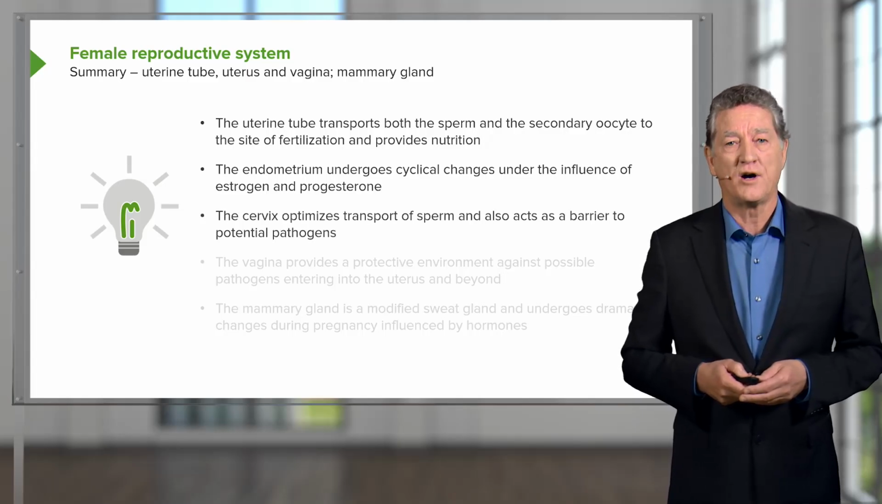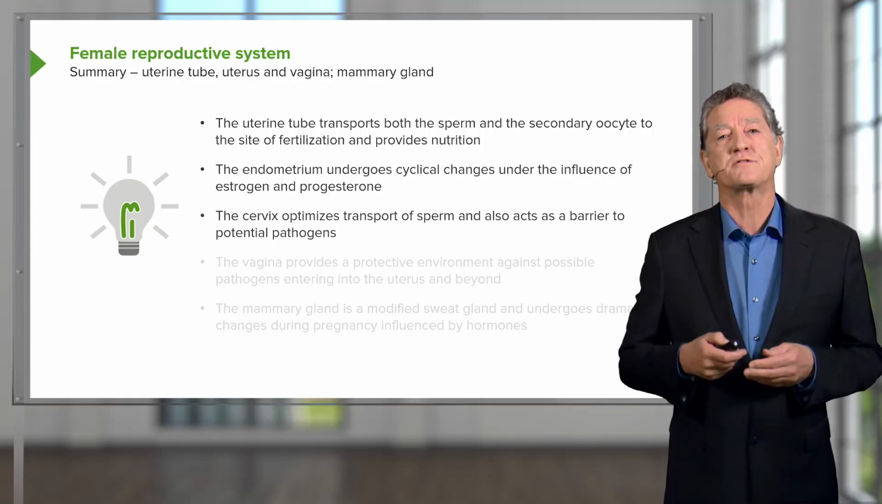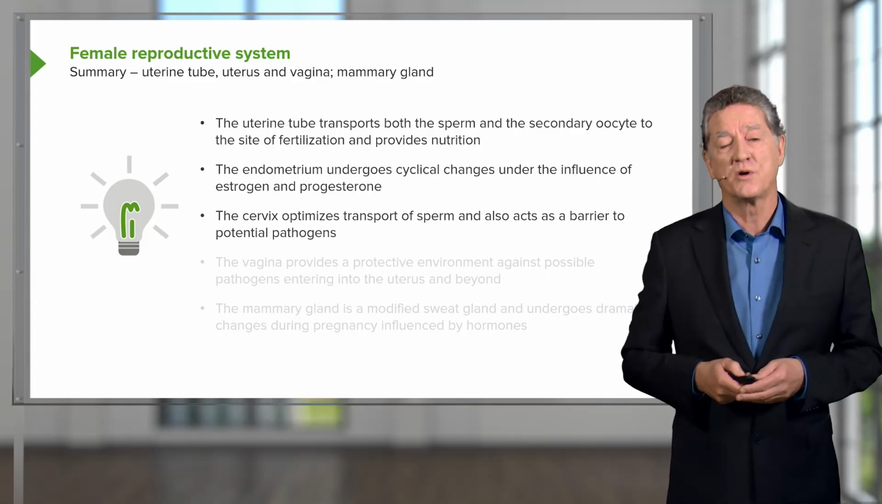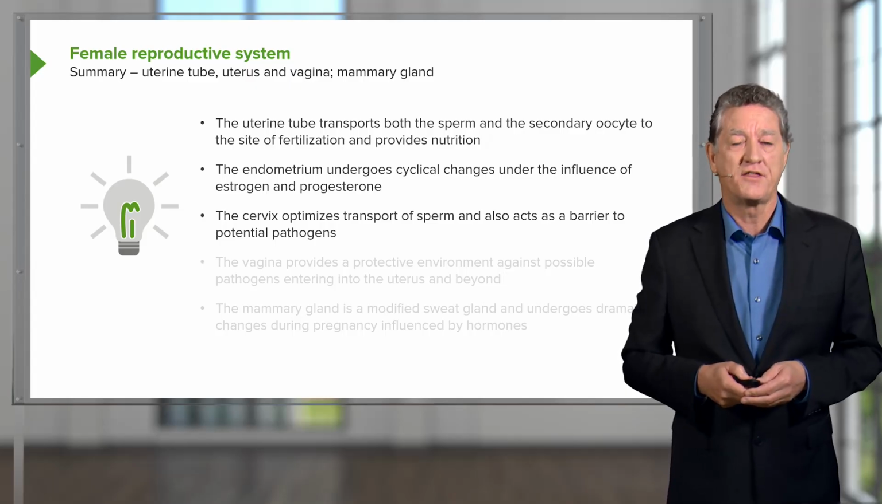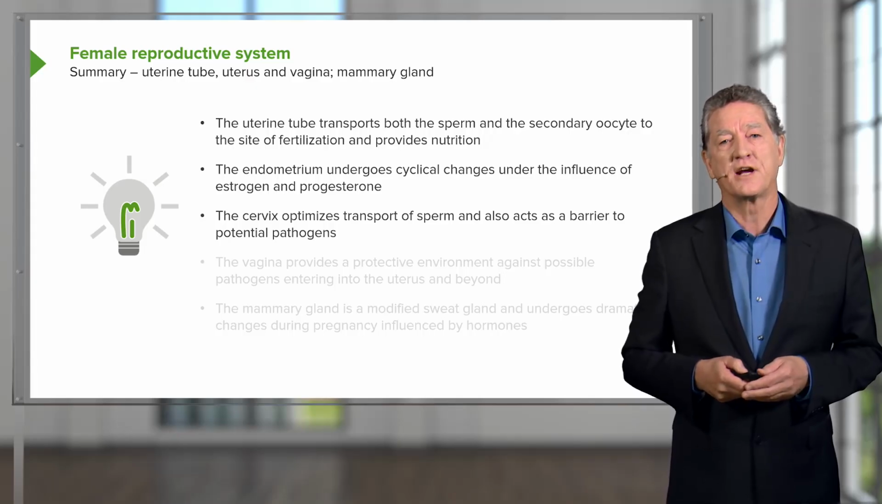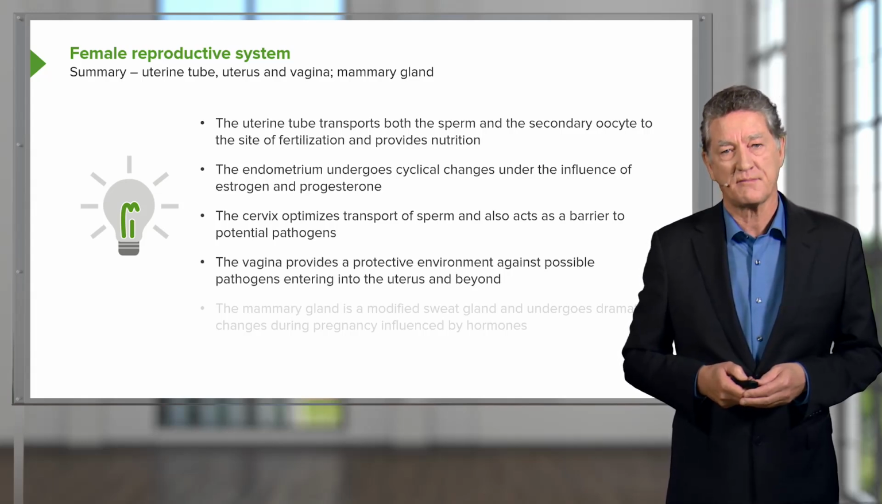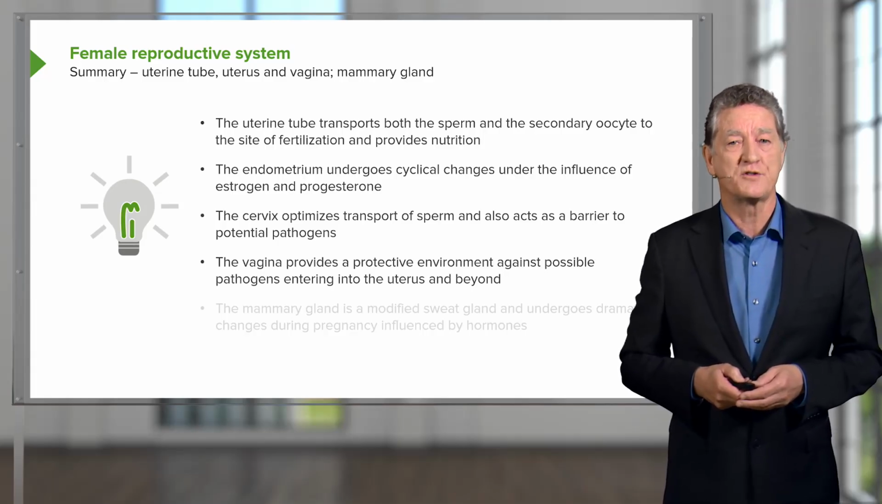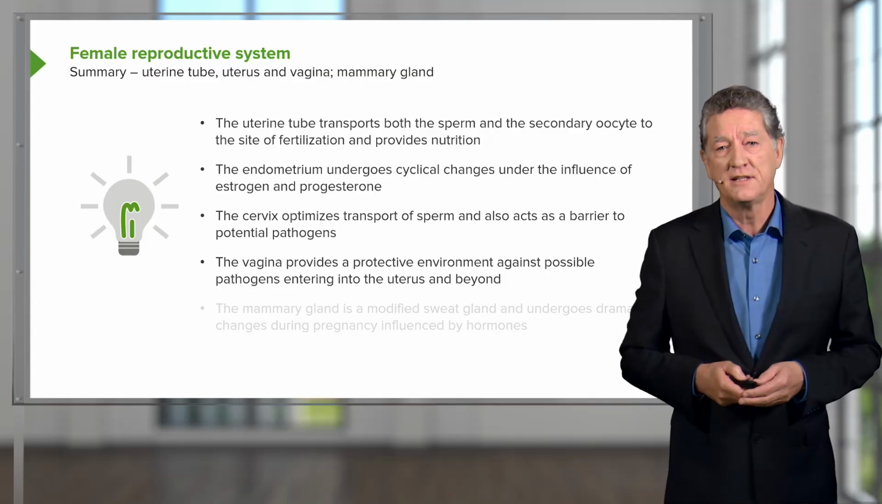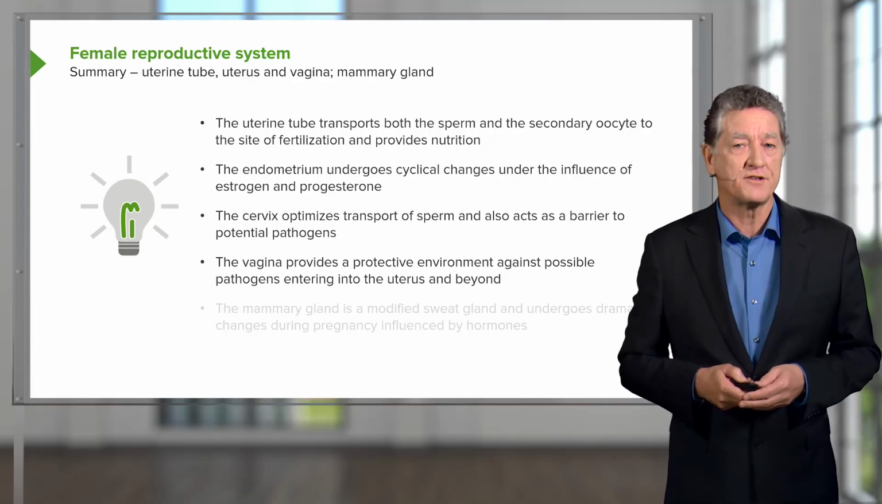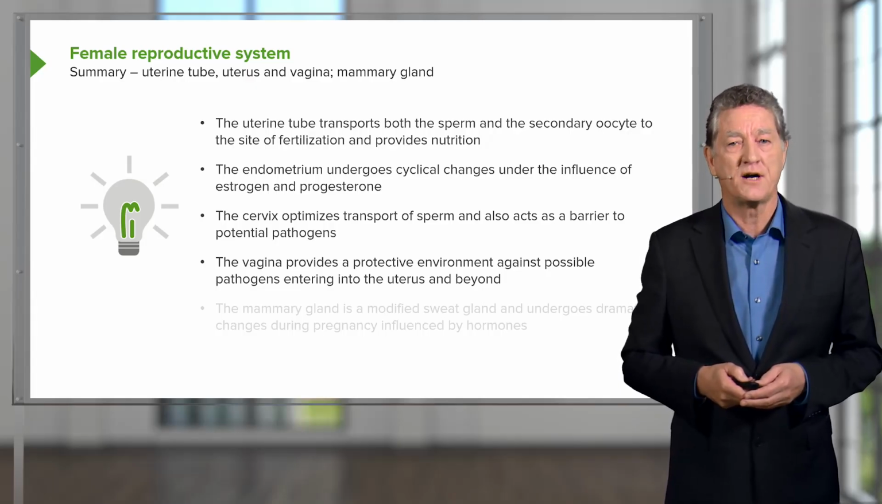The cervix optimizes transport of the sperm because the secretory cells secrete a watery mucus at the time of ovulation, whereas at other times the mucus is very thick and viscous, and it is a retardation for transport of any bacteria and pathogens, and even sperm. And the vagina is a protective environment because of the acidity of the lumen produced by the action of bacteria on glycogen produced by the epithelial cells, and it has a wear and tear epithelium because it's a female copulatory organ.